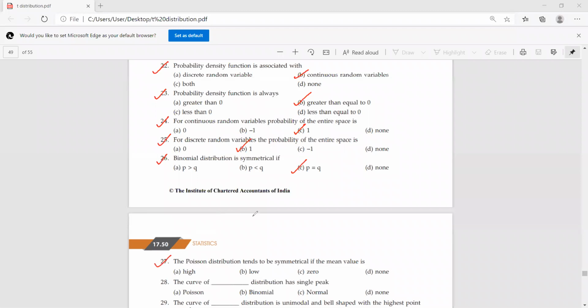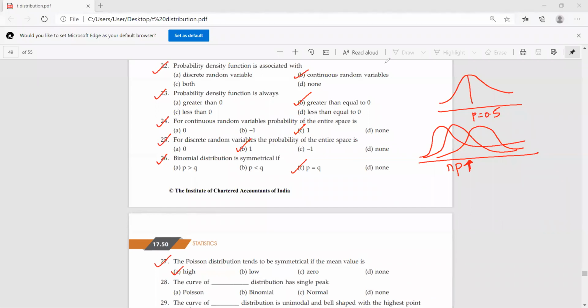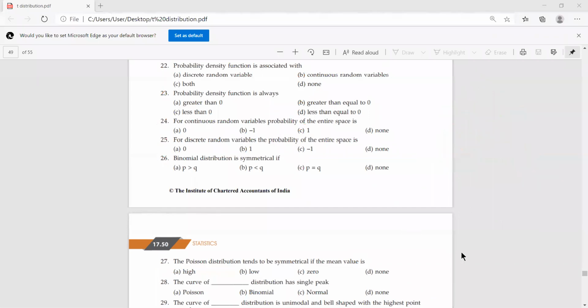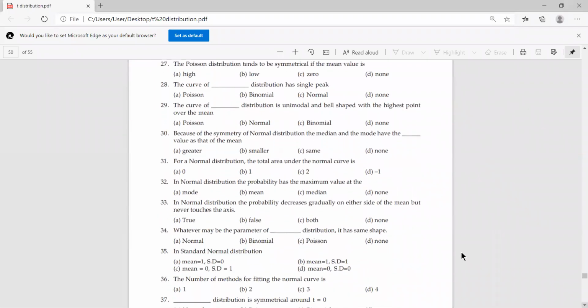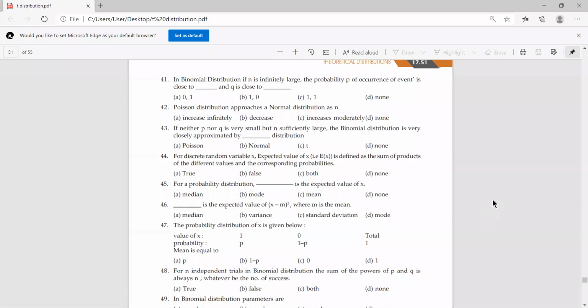The Poisson distribution tends to symmetrical if the mean value is what? High. जब भी मेरा n का वैल्यू हाई होगा, सबसे ज्यादा होगा, उस दौरान. 27 sums done. Let's move ahead for 28. In binomial distribution, if n is infinitely large, the probability of occurrence of an event is close to dash.